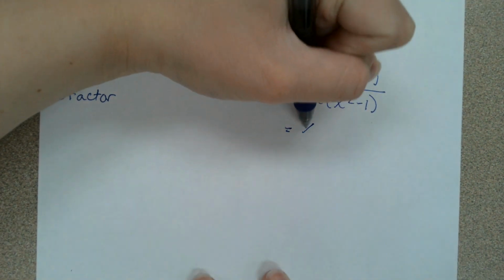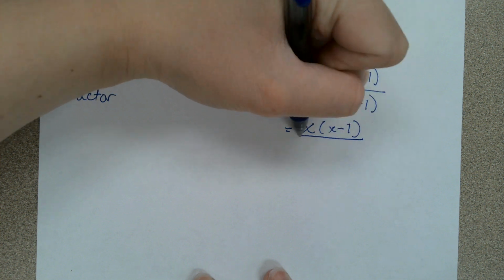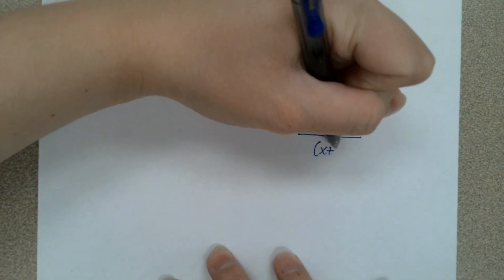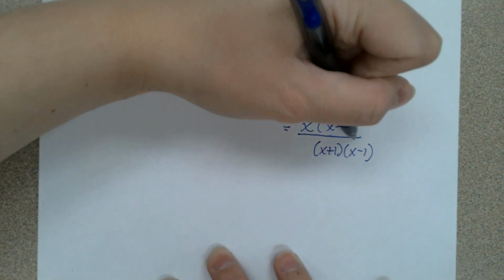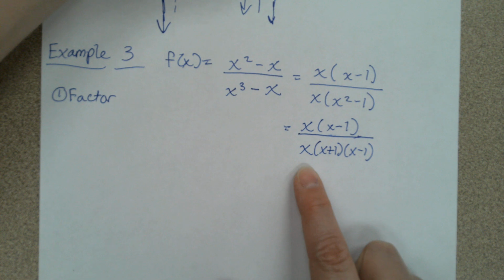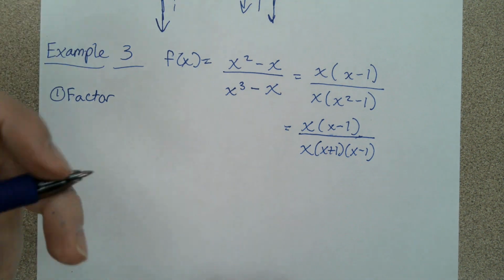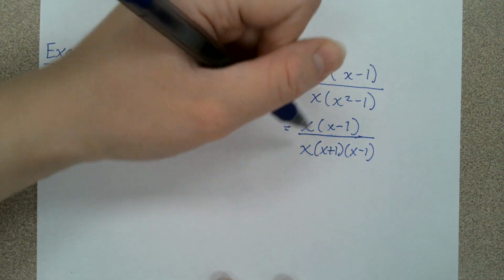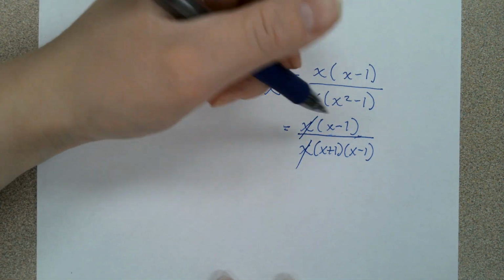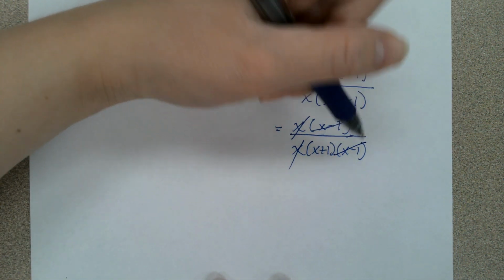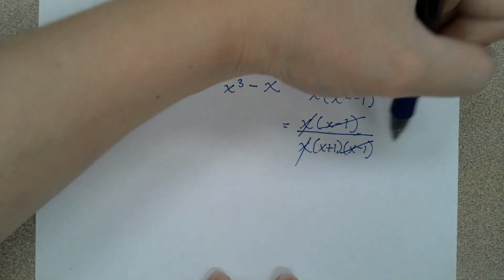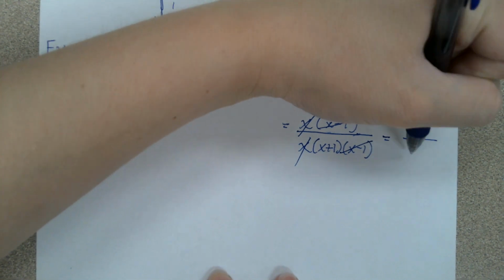So we can write this as x times x minus 1 over x squared minus 1 can be written as x plus 1, x minus 1, hence the difference of squares. And then x still is on the outside. And then we can start crossing some things out. So we can cross out the x here and here, and then the x minus 1s as well. So then we are left with 1 over x plus 1.